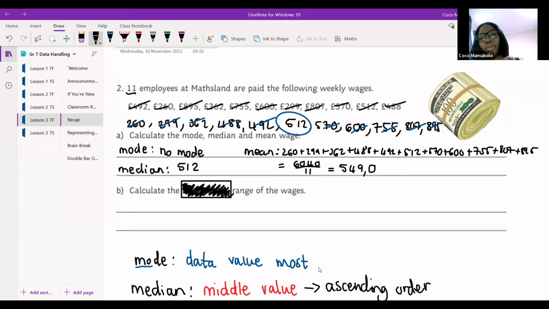549.0909. But since it's money, we're just going to keep it at 09. Okay, because we're dealing with money and we just need cents. So this is 549 pounds and 9 cents.